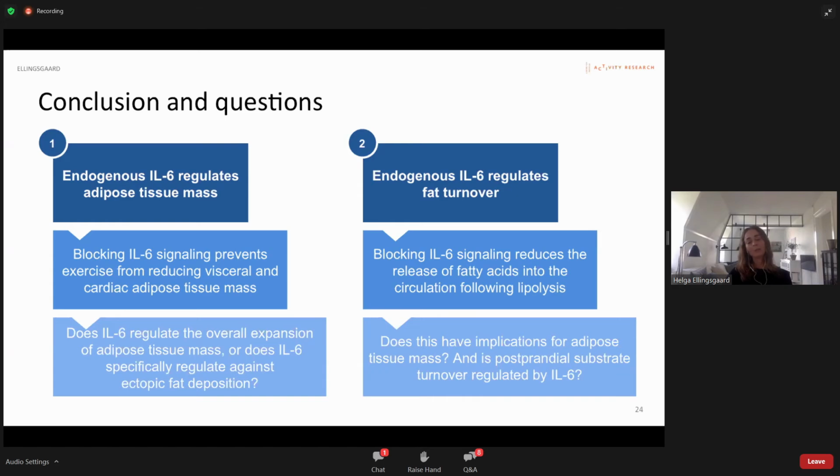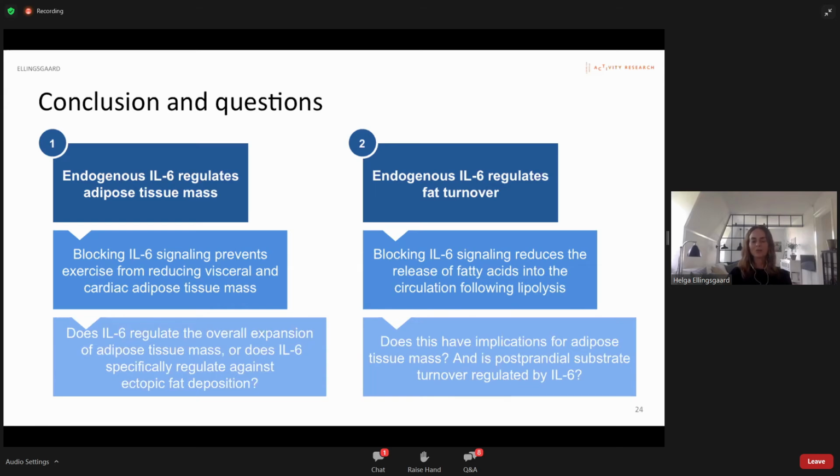And then we would also need to understand whether this effect of IL-6 receptor blockade really has implications for the adipose tissue mass expansion that we see in response to tocilizumab. It is possible, at least. And currently, I could maybe mention that we are about to finish a study where we address the role of IL-6 by using, again, the IL-6 receptor antibody in the postprandial substrate turnover.